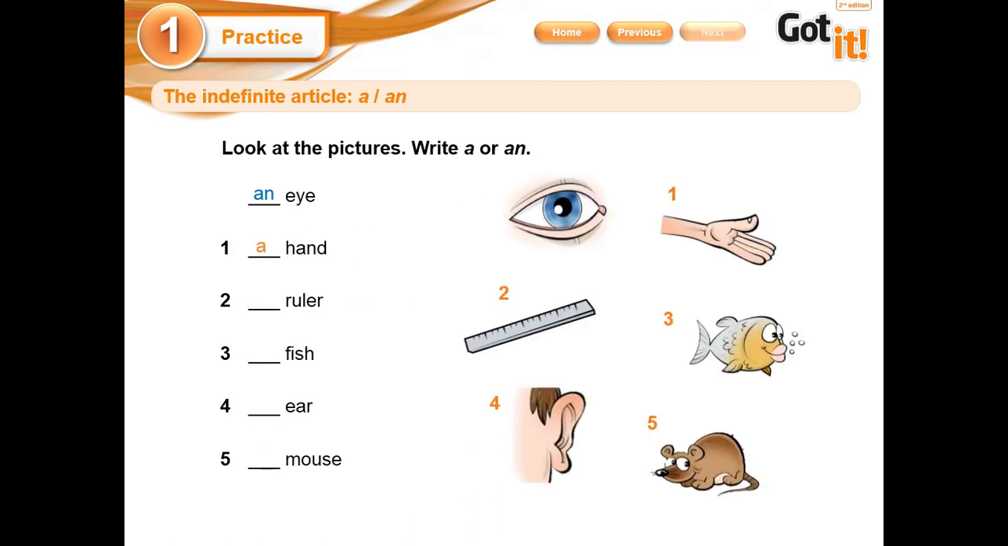Here I have more exercises for you. Number 1, a hand. 2, yes, a ruler. 3, I want to listen to you. Quiero escucharlos. Vamos a suponer que estamos en vivo. Come on. Yes, a fish. Yeah. 4, an ear. Yes. And 5, a mouse. A mouse. Very nice.